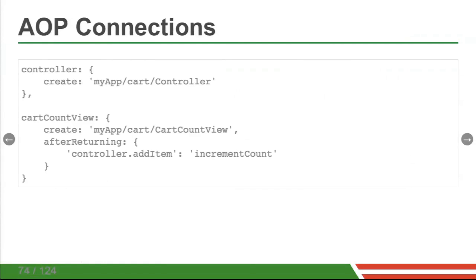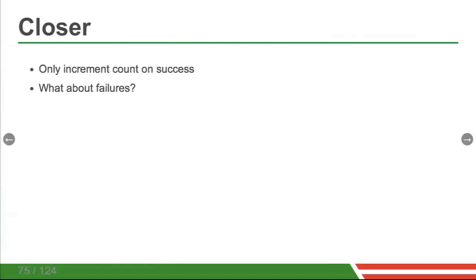And this should look really familiar to anyone who's used AOP or Spring AOP. We're saying after add item returns, increment the count. So we're being a little more specific here, right? Connect is sort of a little bit nebulous, how it works. In fact, it does something very similar to this. But this ensures that after add item returns successfully, increment count will be called.